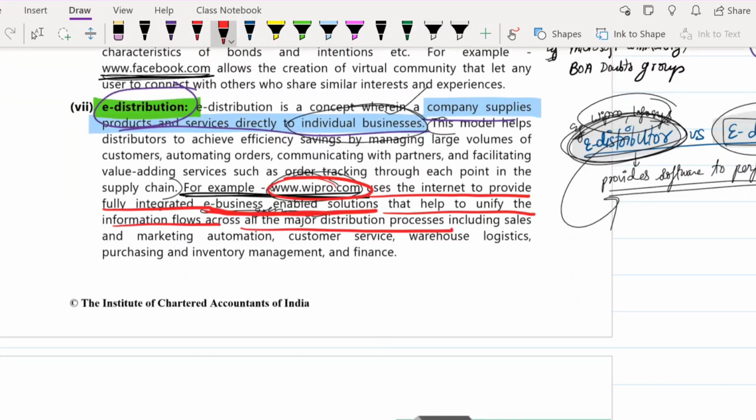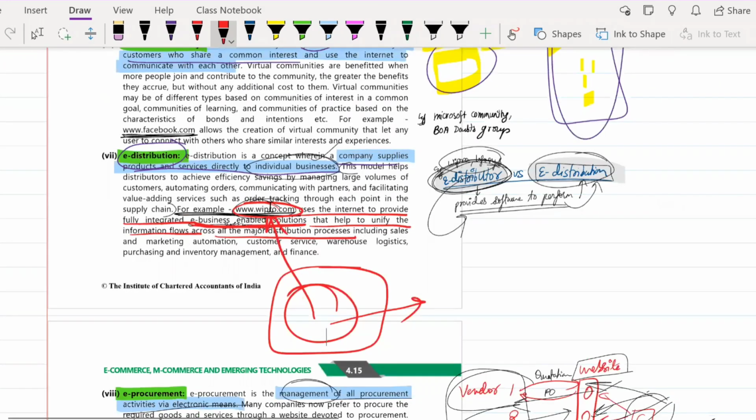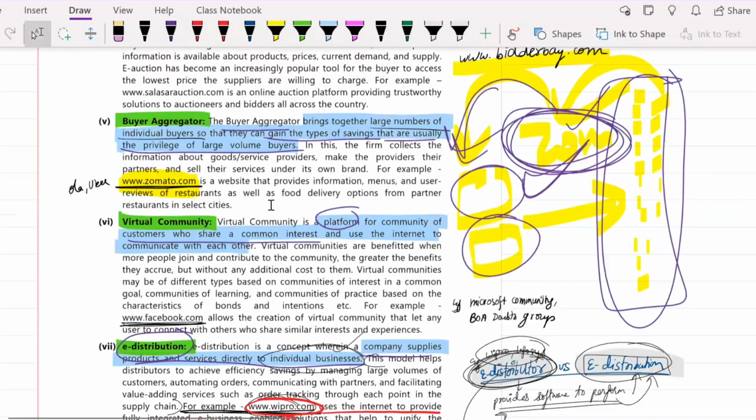Now, if there is a Coca-Cola company, it is distributing throughout the world. This cannot happen manually. It would require software to do so. So this software, these distributors will provide you, which will help you in giving real-time information about what distribution is happening, where it is happening, to which part of the city or country the distribution is happening smoothly, or where there is any blockage. So that is about e-distribution. They have given you an example of www.wipro.com.